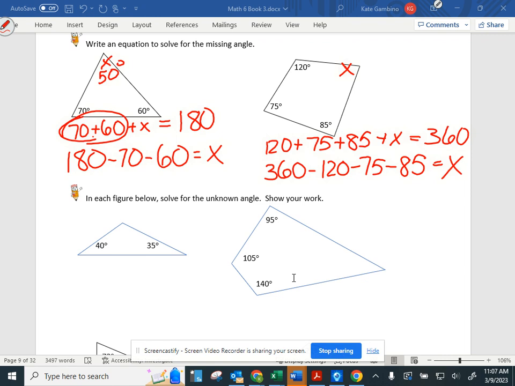So when I do my quadrilateral, if I did 360 minus 120 minus 75 minus 85, what did I get, Luciana?